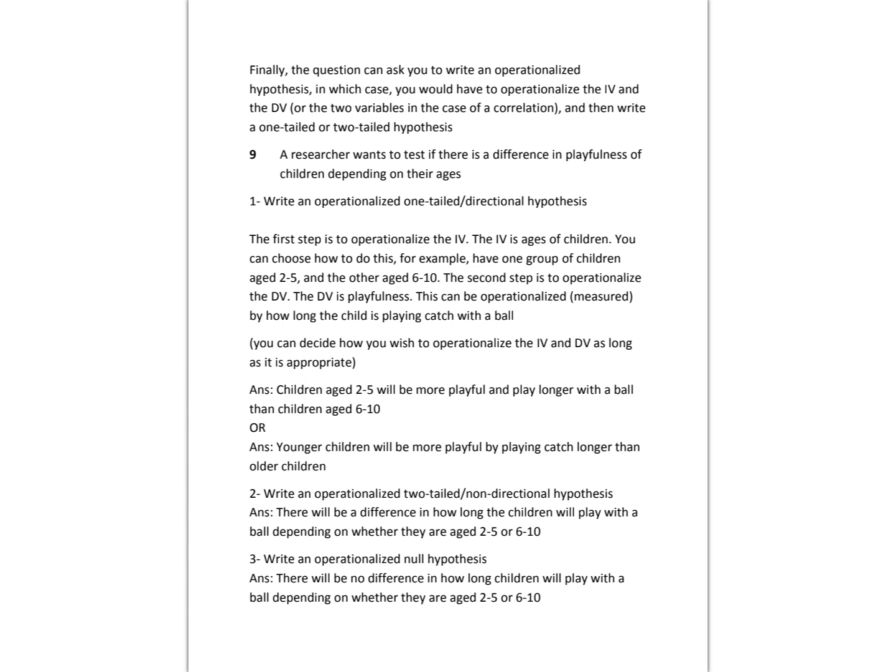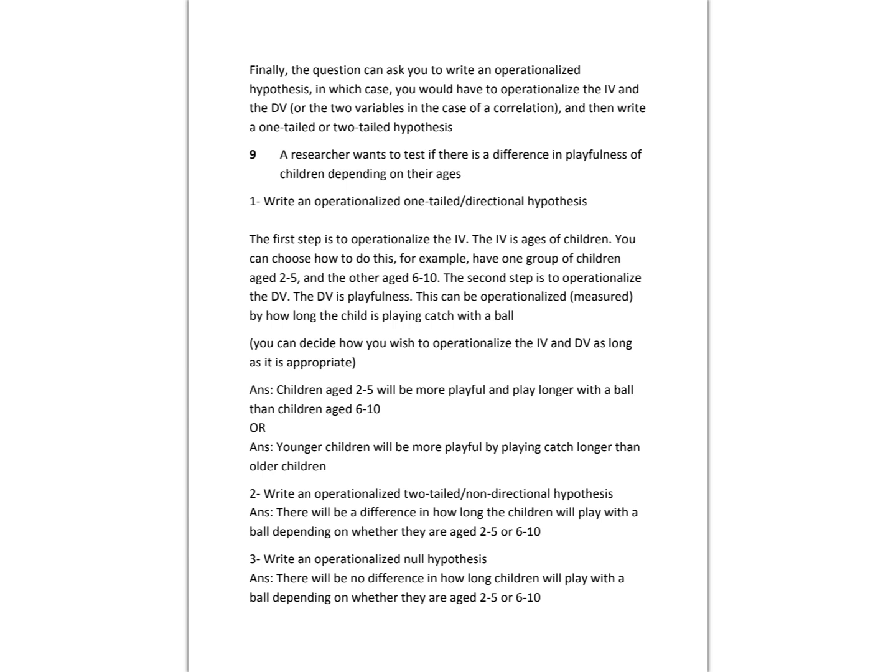The first step is to operationalize the IV. The IV is ages of children. You can choose how to do this. For example, have one group of children aged 2 to 5 and the other aged 6 to 10. Okay, if you want something different, you can. If you want a group of 2-year-olds and a group of 10-year-olds, you can have that. If you want a group of 5-year-olds and a group of 12-year-olds, up to you.